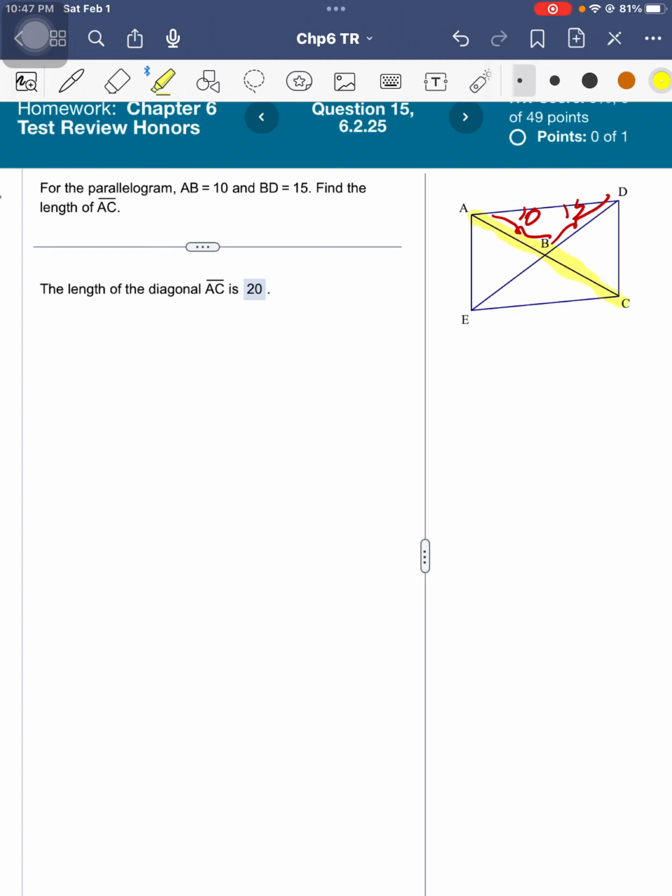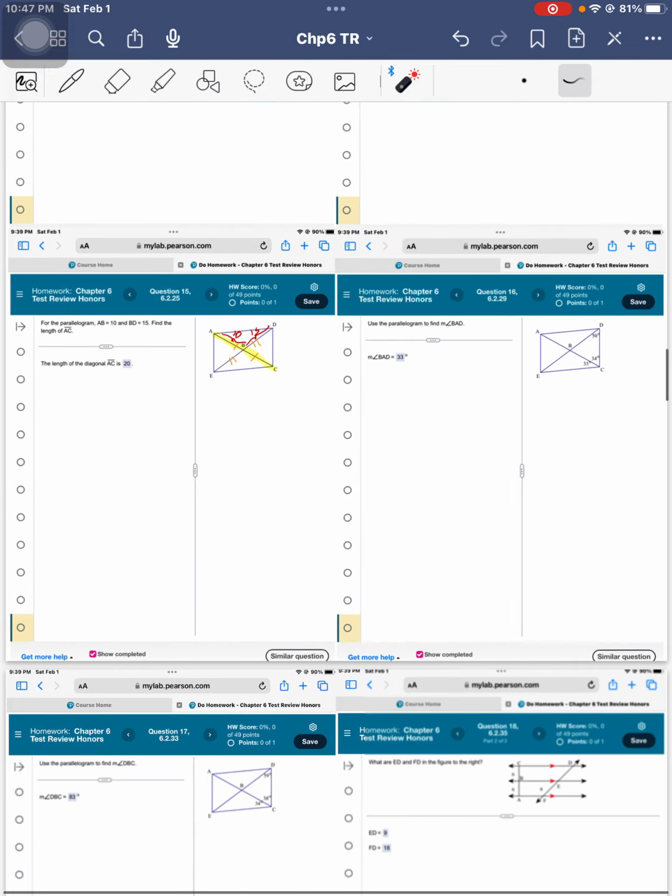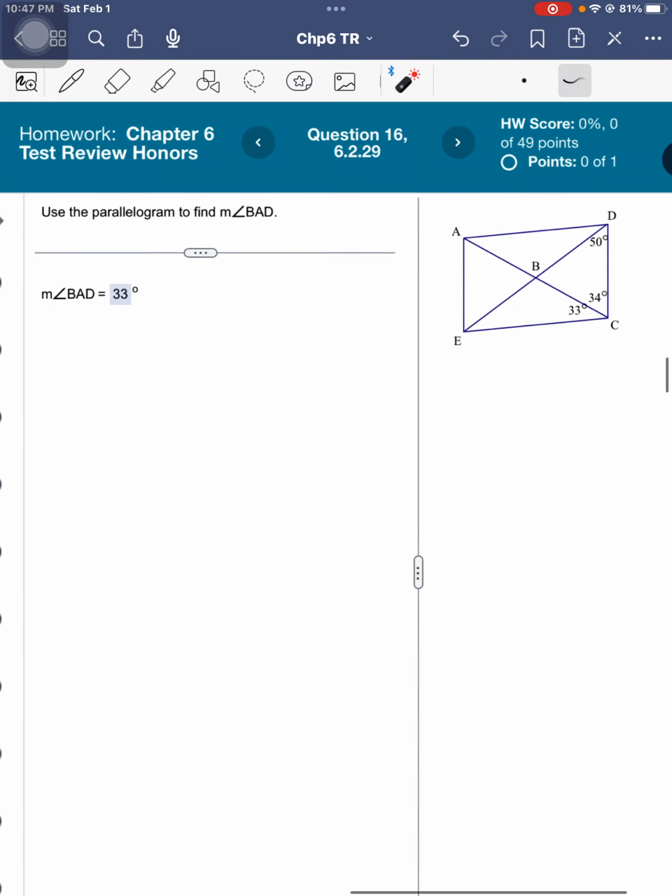So if we know that in a parallelogram the diagonals bisect each other, and I know that AB is 10, what do you guys think BC will be? It'll also be 10. So if this is 10 and this is 10, what is the entire AC? It should just be 10 plus 10, which is 20. And that's our answer right there. All right, let's move on.